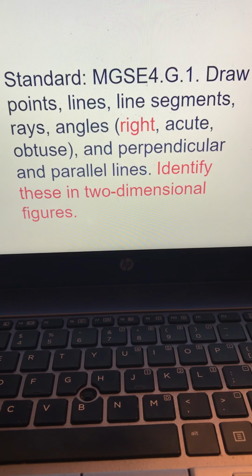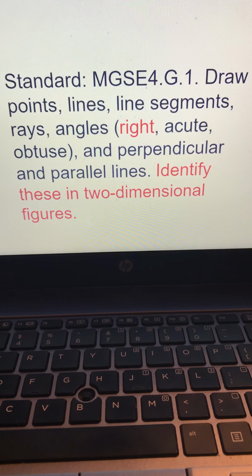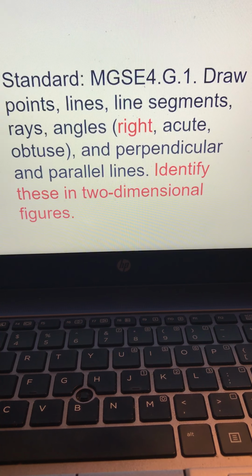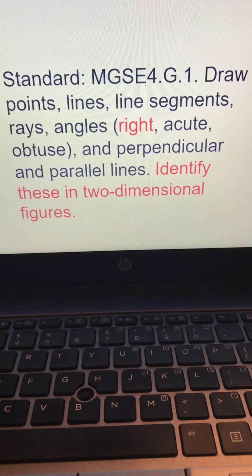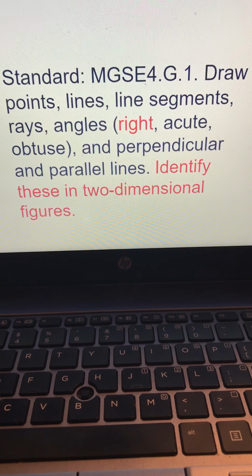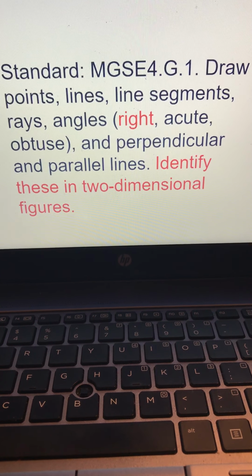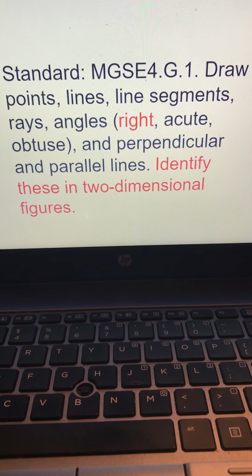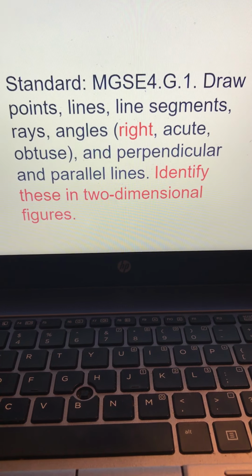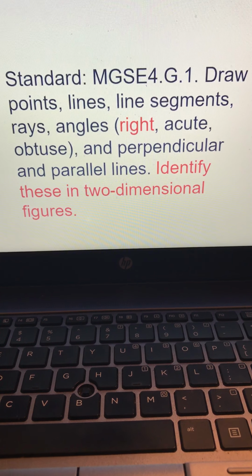Hello guys, today we're going to learn about a new standard. The standard is MGSE4G1. Draw points, lines, line segments, rays, angles. Those angles are right, acute, obtuse, and perpendicular and parallel lines. Identify these in two-dimensional figures.